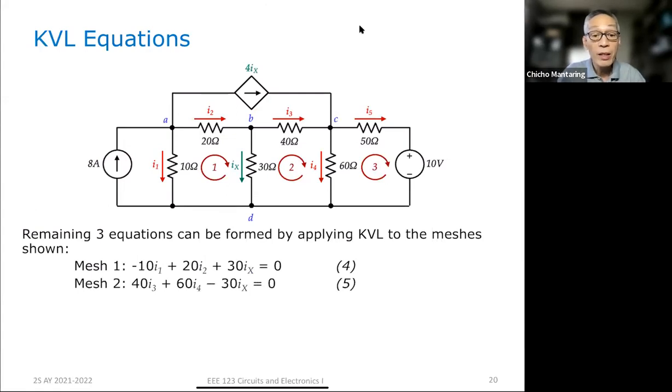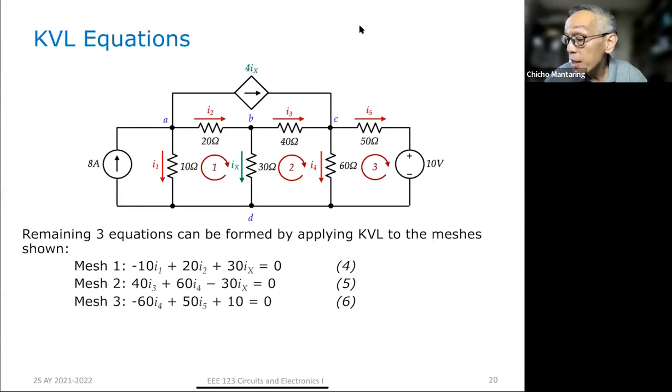Mesh 2, and you can just follow, 40 I3, 60 I4 minus 30 IX is equal to 0. Minus 30 kasi we're going clockwise, and that is against the direction of IX. And then mesh 3, minus 60 I4 plus 50 I5 plus 10, because that's plus to minus, that's equal to 0.